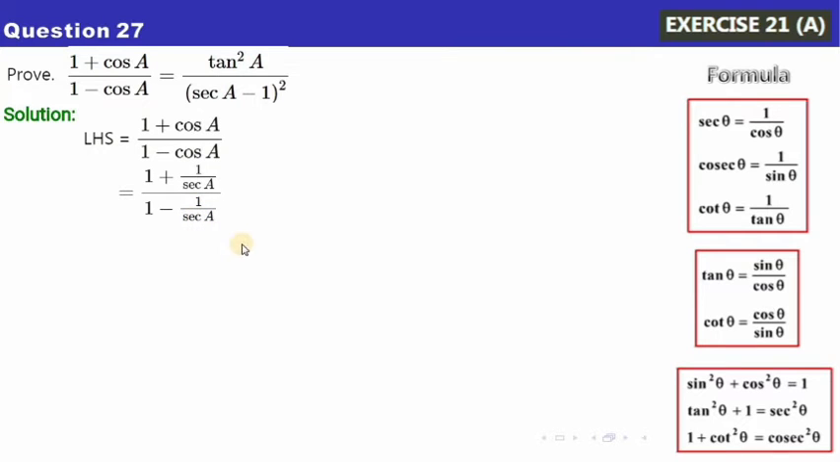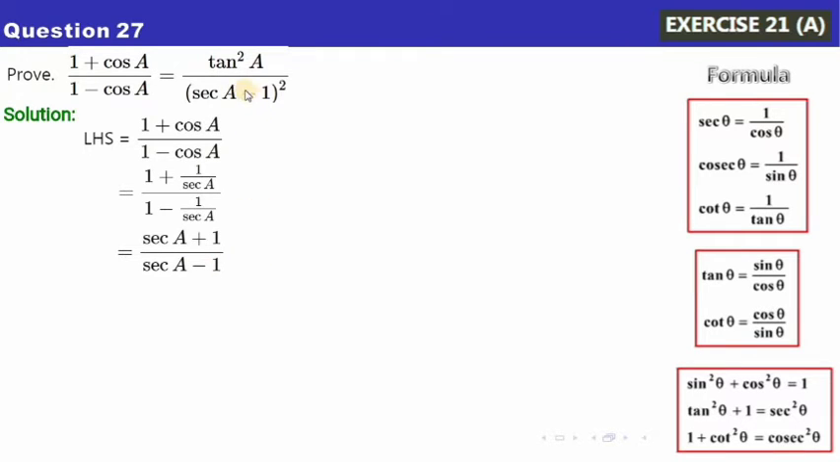Now you might be wondering, why am I doing that? Because on my right hand side, I want to get sec, isn't it? So from cos, if you want to get sec, then you have to use the reciprocal formula only. Now multiply both numerator and denominator by sec a. So sec a into 1 is sec a, plus 1 by sec a into sec a. Sec a gets cancelled, so you get 1. Similarly, you get the same in the denominator, but with a minus sign.